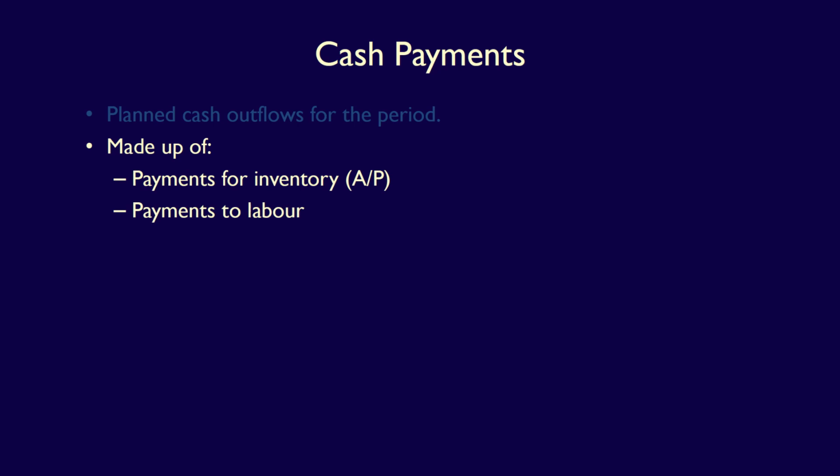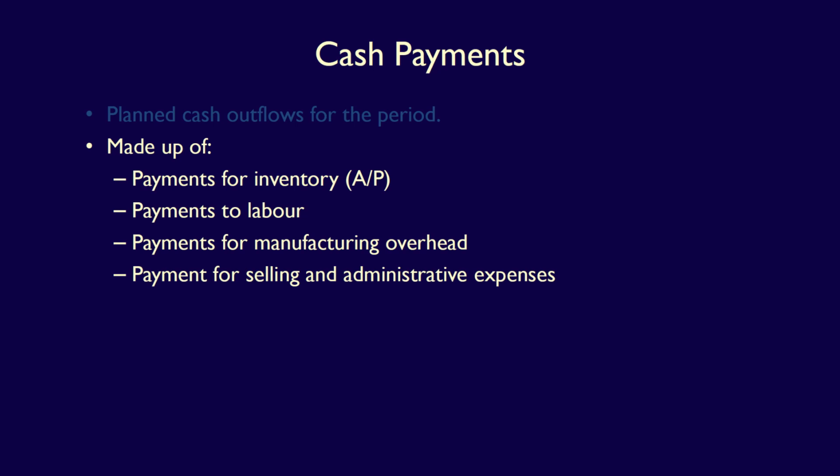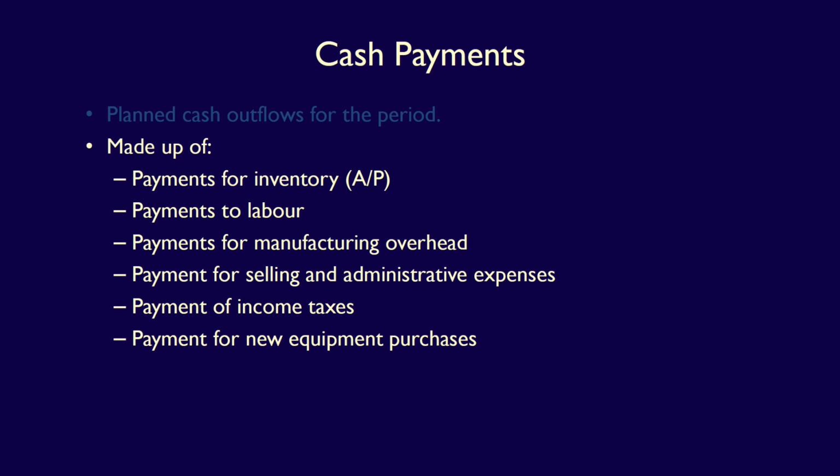Other cash payments include payments for the labor force, and payments for the cost of manufacturing, grouped together as manufacturing overhead. This includes payments for things such as factory insurance, property taxes, rent, indirect labor, and indirect materials. Payments are also made for period costs, which includes selling and administrative expenses. There are also payments for income taxes paid to governments, and finally, payments made for the purchase of new equipment. True, there are other cash outflows, but these are the main ones you're likely to see.